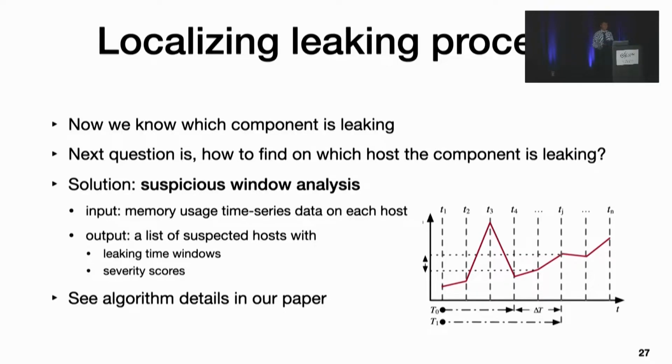Detecting the leaking component is the first step. We also run a second step that analyzes on which hosts the process is truly leaking. This is important for developers for automation of workloads to collect traces for the next step, inspection. We propose an algorithm named suspicious window analysis, which scans the usage data changes through the time series and estimates the leaking time window and severity score. It outputs a list of suspected leaking processes for diagnosis. We omit the algorithm details in this talk, and welcome you to read our paper if you are interested.